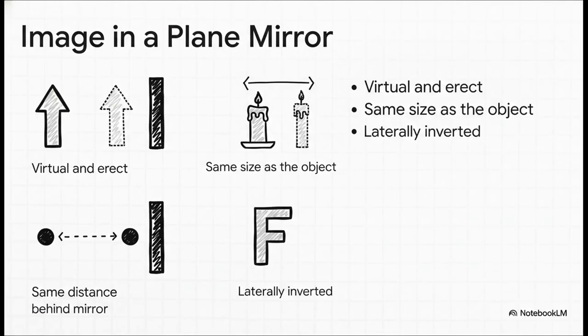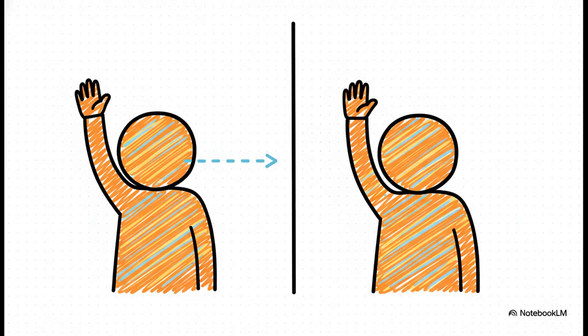Okay, an image in a plane mirror has four very distinct properties that you must remember for your exams. First, it's virtual and erect. Erect just means it's upright, not upside down. Second, it's the same size as the object. Third, it's as far behind the mirror as the object is in front. And finally, number 4, it is laterally inverted. And this last property, lateral inversion, is the most interesting one. It simply means that left and right are swapped.